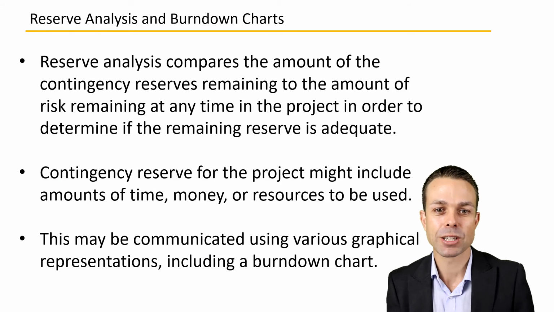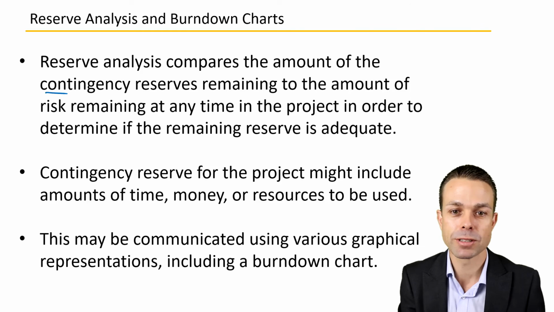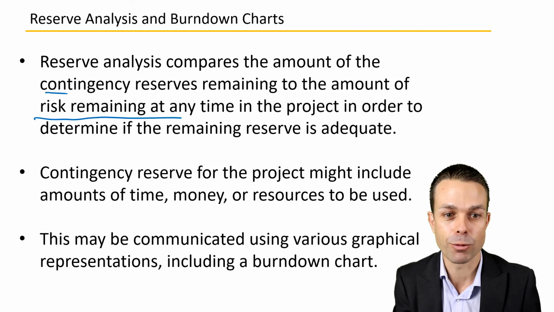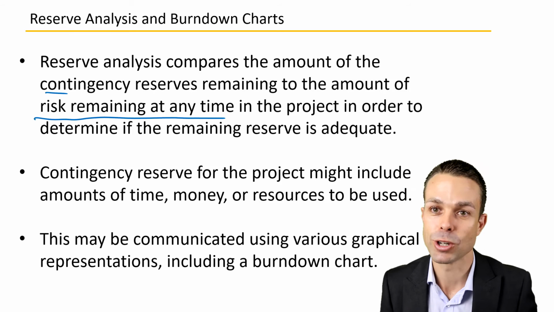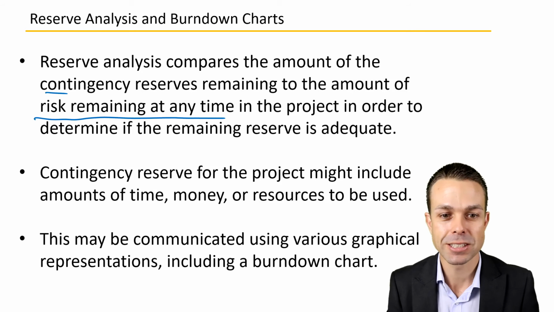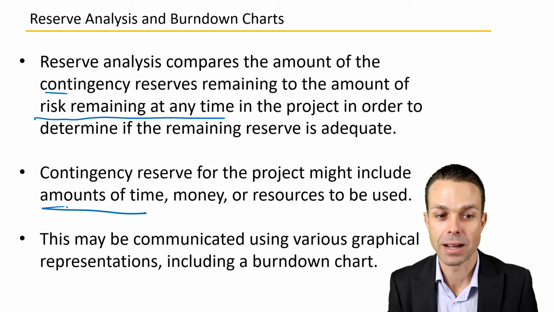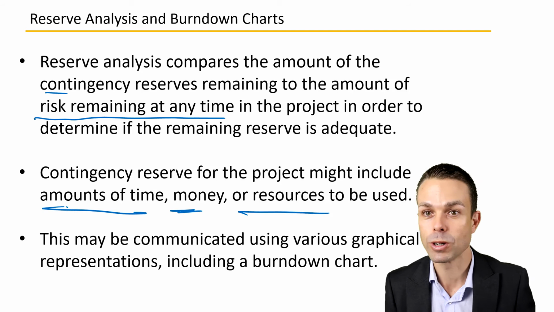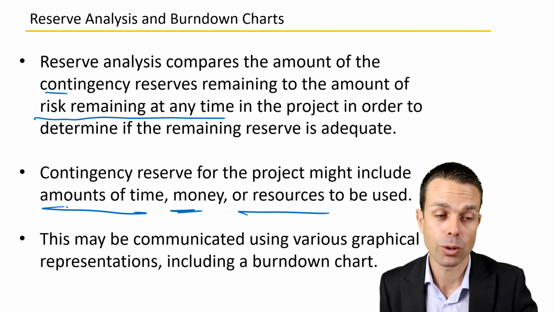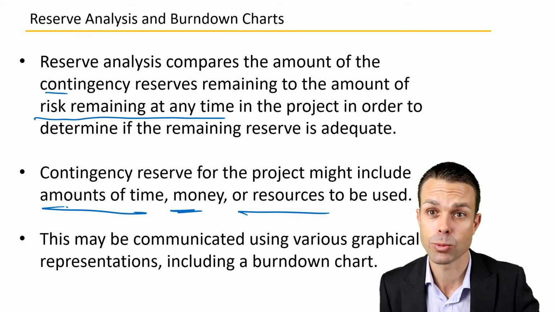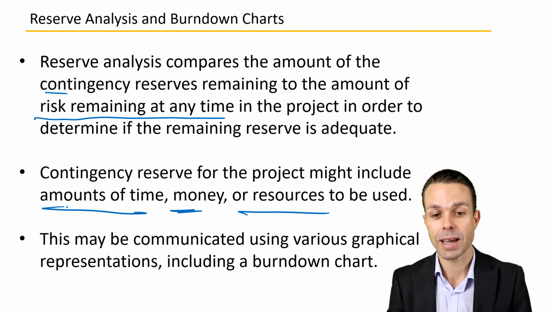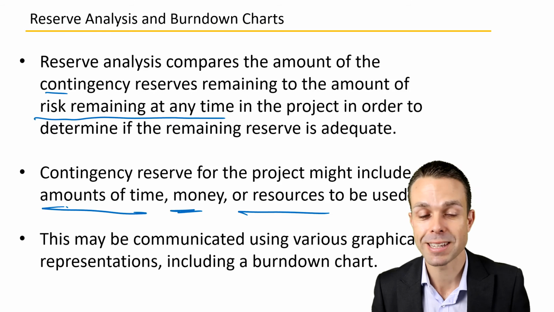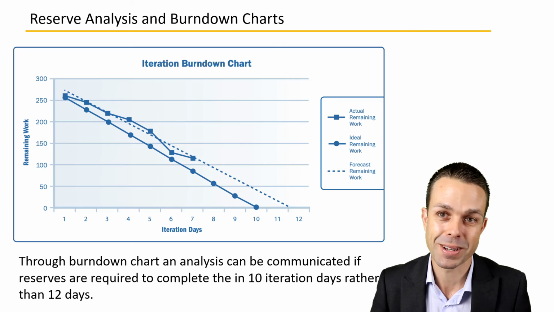So reserve analysis compares the amount of contingency reserves remaining to the amount of risk remaining at any time in the project in order to determine if the remaining reserve is adequate. Now, a contingency reserve for the project might include amounts of time, money, or resources to be used, people or systems or things that we need to get our project complete. So this might be communicated using various graphical representations, including a burn down chart.